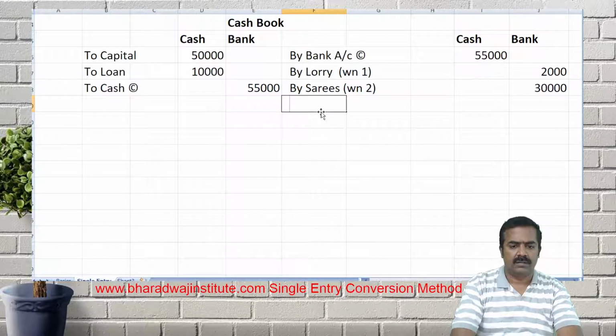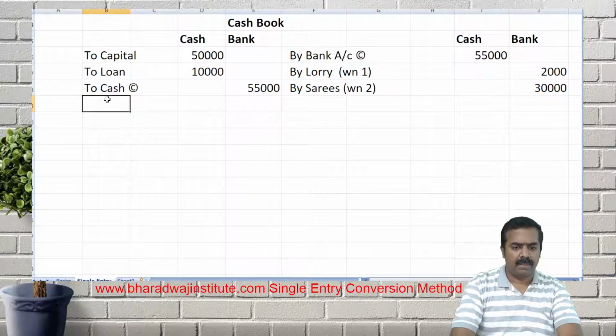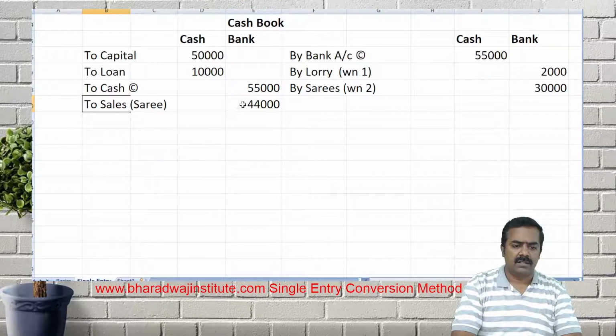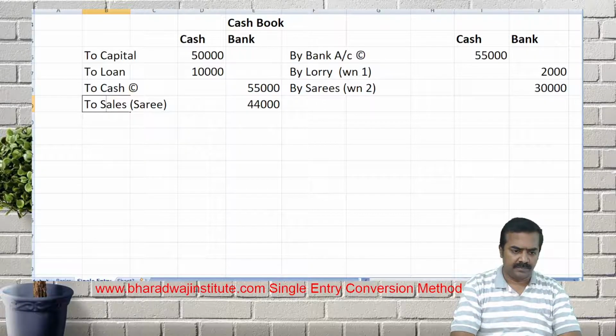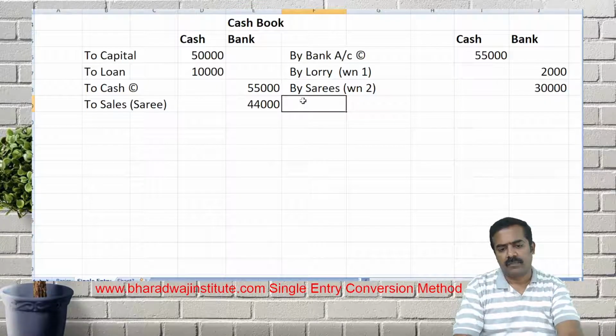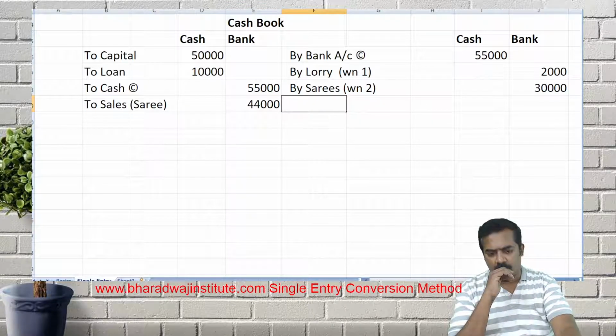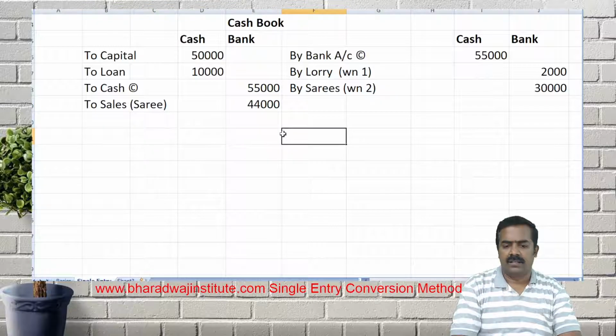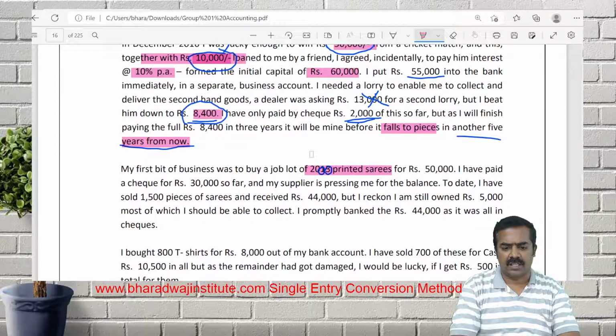Then, and two sales. To sales of saree. 44,000. It is check in the form of which one? Check. It is deposited in bank. 4,000. Next, t-shirts. Any doubt in it? Why it goes to bank column? Sale of saree? Clearly information given. Read the second paragraph. 44,000 is received. The 44,000 is received because it is in the form of what? Checks.